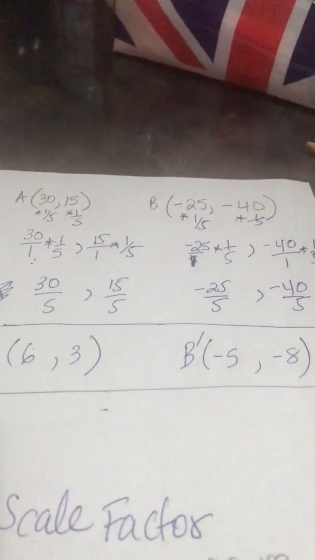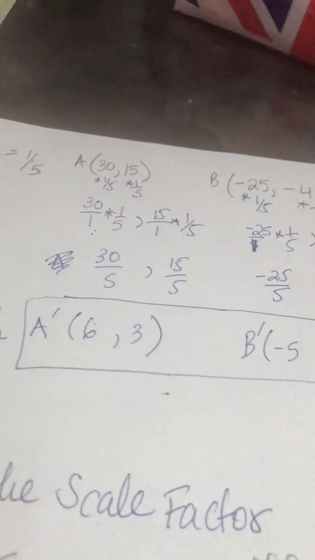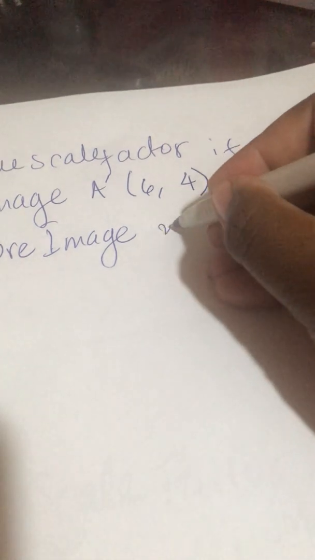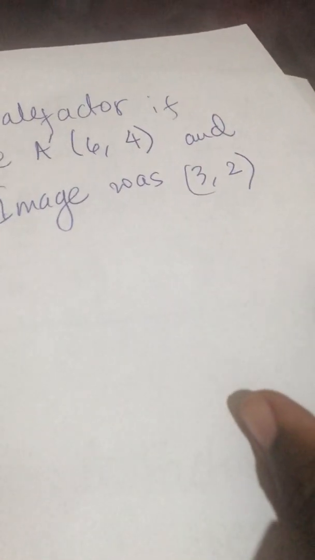Okay. I need paper. Okay. So the question says, find the scale factor if the image A prime was 6, 4, and the pre-image was 3, 2. Okay, so what will you do?